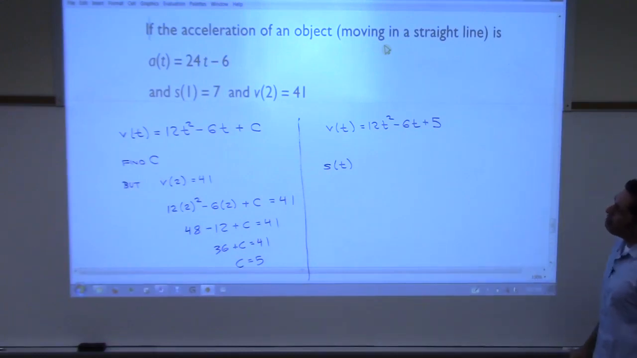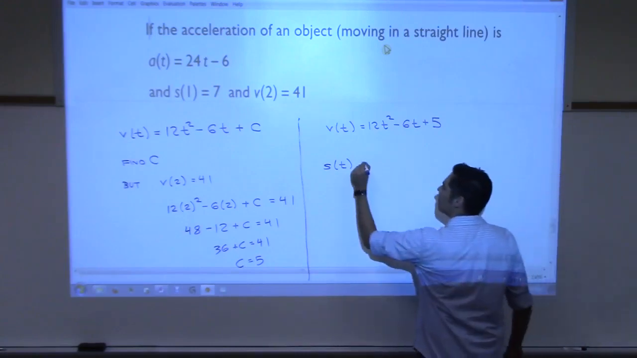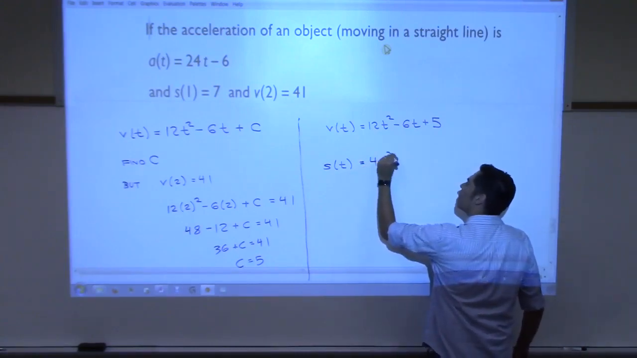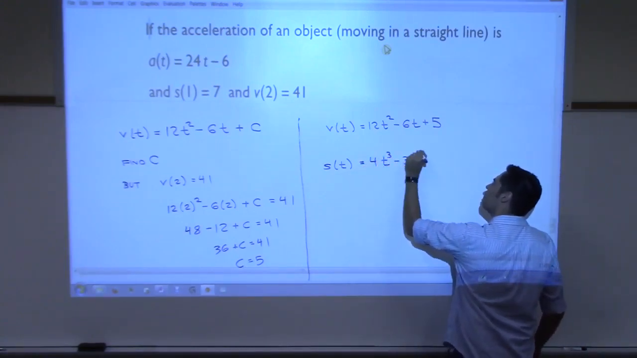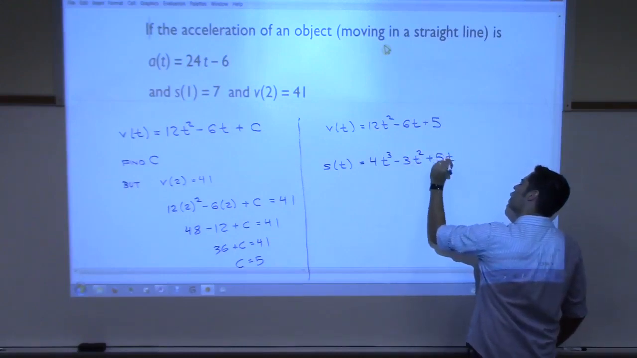Antiderivative, what do we got? 4t cubed minus 3t squared plus 5t plus c.